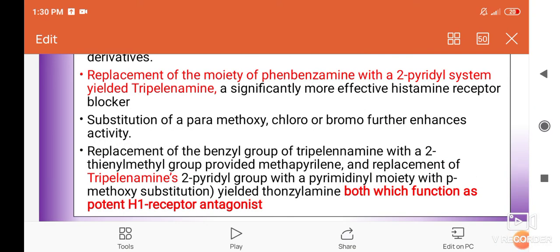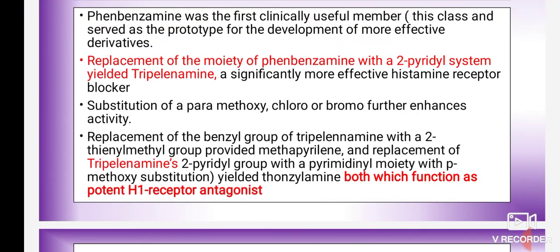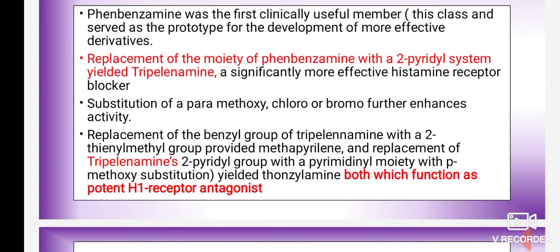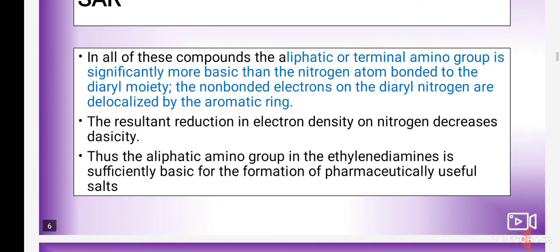So it produces a new drug, thonzylamine, which also functions as a potent H1 receptor antagonist. It explains that a change in the heterocyclic ring enhances the H1 receptor antagonistic activity. In all of these compounds, the aliphatic or terminal amino group is significantly more basic than the nitrogen atom bonded to the diaryl moiety.